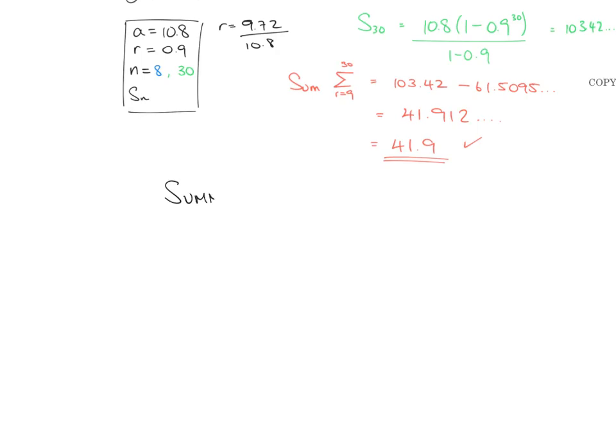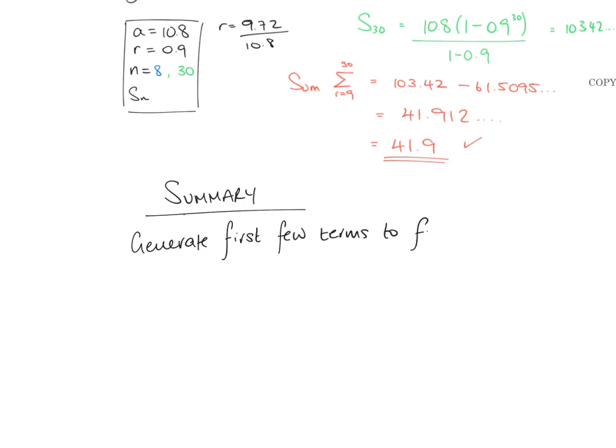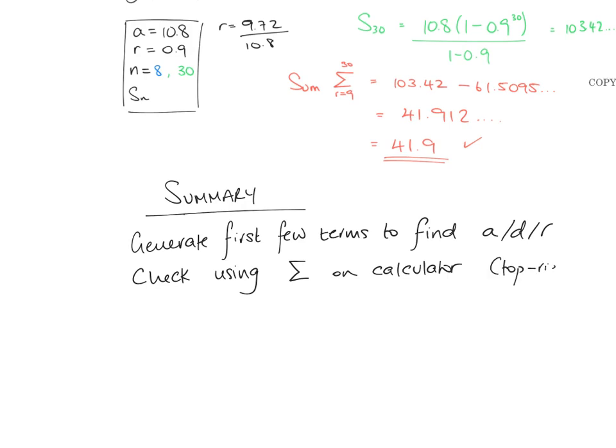So as a summary, we need to generate the first few terms to find a, d, and r. We can check using the sigma function on the calculator, which is in the top right. And we need to consider the limits carefully.